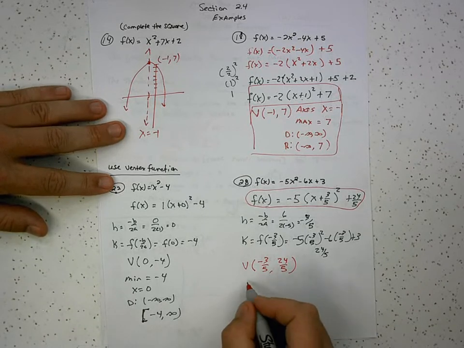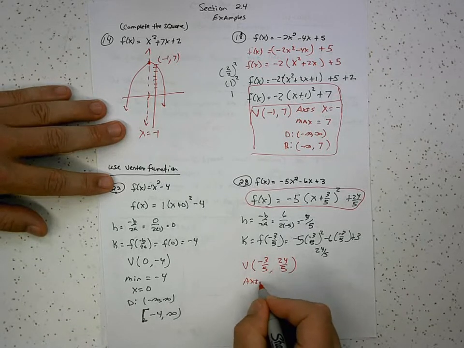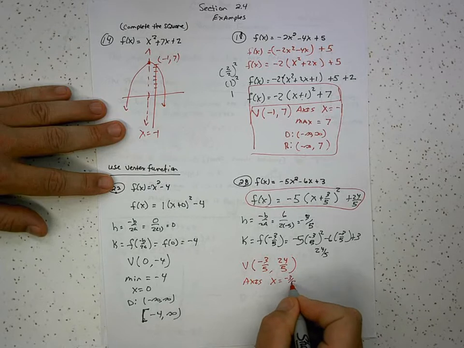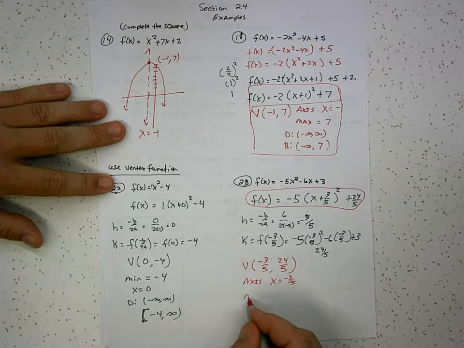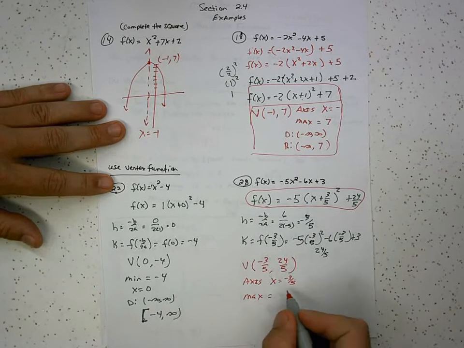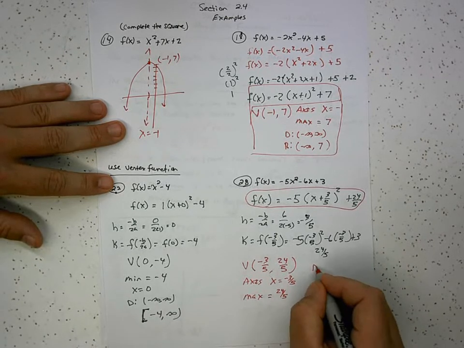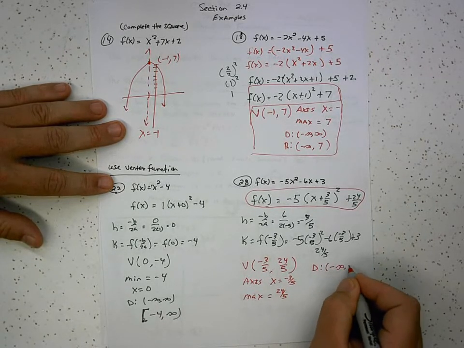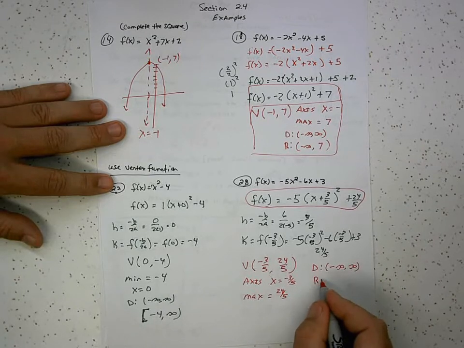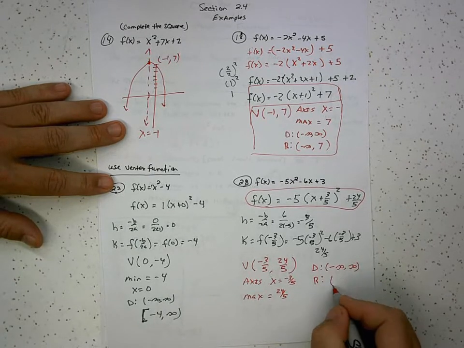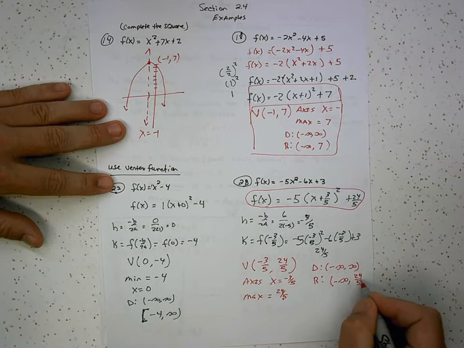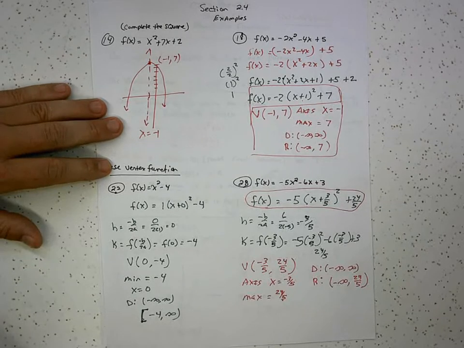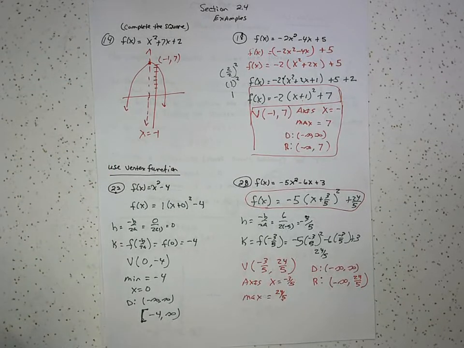I know my axis of symmetry is x equals -3/5. I know it's opening down, so it's going to be a maximum at 24/5. I know the domain is always -infinity to +infinity. And I know the range, since it's opening down, is going to start at -infinity and stop at the maximum of 24/5. Okay? Nothing to it, right?